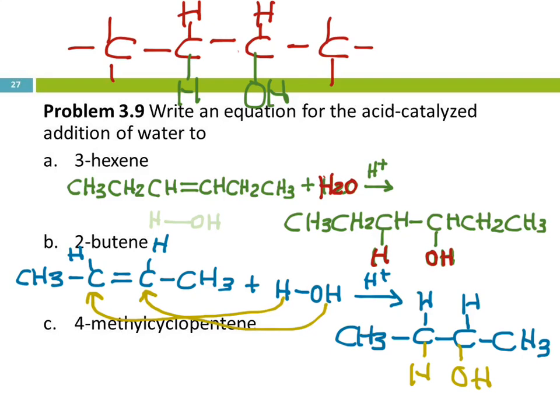How about 4-methyl cyclopentene? Now I've really run myself out of room. Well, cyclopentene is a pentagon. It's got a double bond. The double bond has to be 1 and 2. So I'm going to call this bottom one 1, 2, 3, 4. So I've got a methyl group over there. And adding water to that.